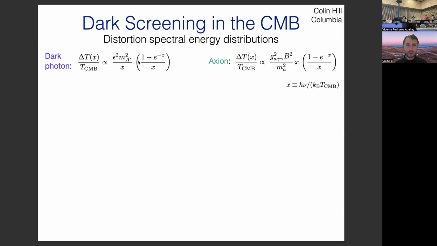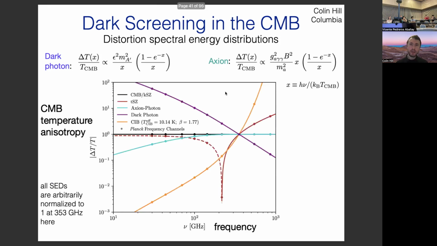The term in parentheses is not that interesting. It's just a conversion between specific intensity units and delta T units. But the term before that captures the relevant feature of the spectral distortion. So in the dark photon case, it goes like 1 over frequency, and in the axion case, it scales like the frequency. So these are, of course, different than the black body spectrum of the CMB, which lets us then look for these signals.